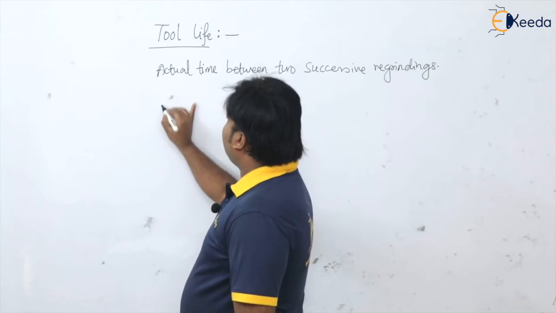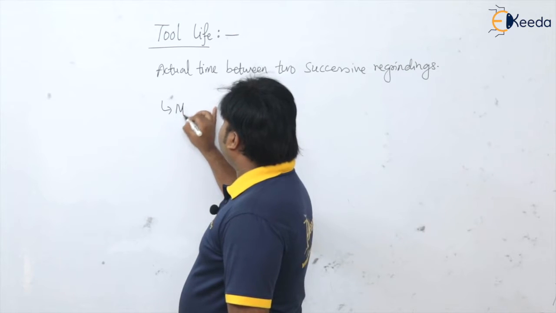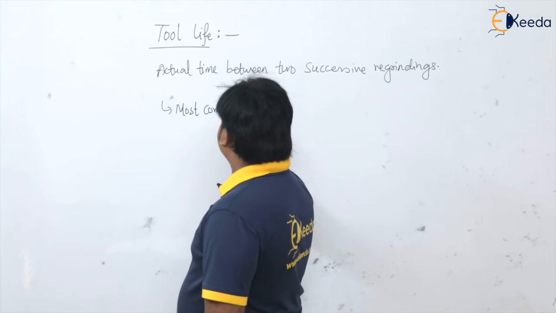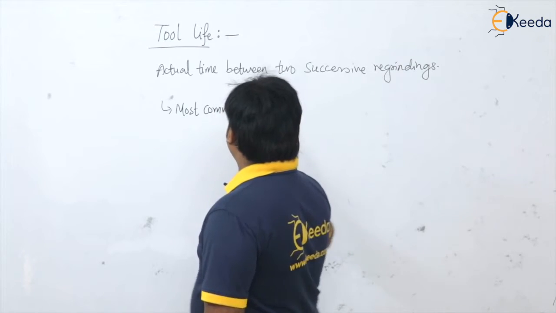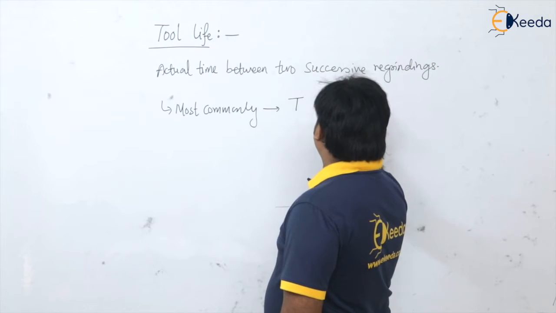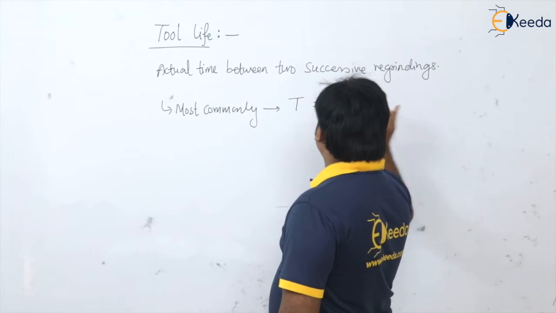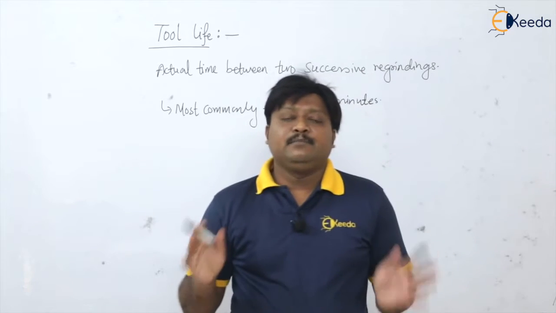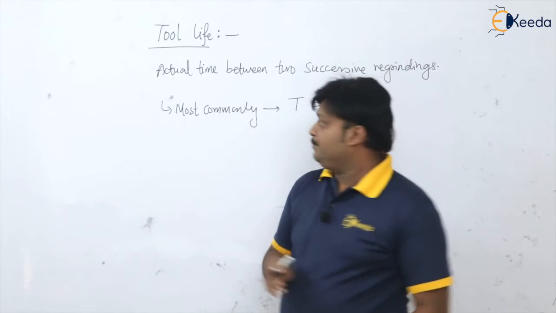Say the tool life can be measured. The most common method, we are measuring this tool life, say T, in terms of minutes. Okay, this tool life in the most common way is measured in terms of minutes.